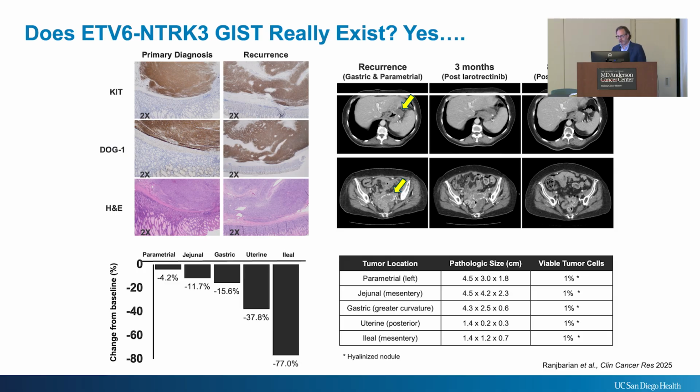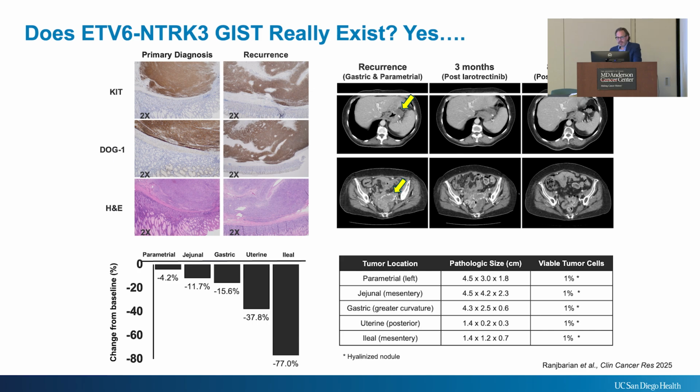We put her on that drug, larotrectinib, and what you can see here is a nice response both around her stomach as well as down in the pelvis. This plot shows the shrinkage of the individual tumors. She had 5 different tumors, and you can see that some of them only shrunk a small amount, some of them shrunk a lot. But ultimately, when I took all of these tumors out, they were 99% dead, only 1% viable cells.